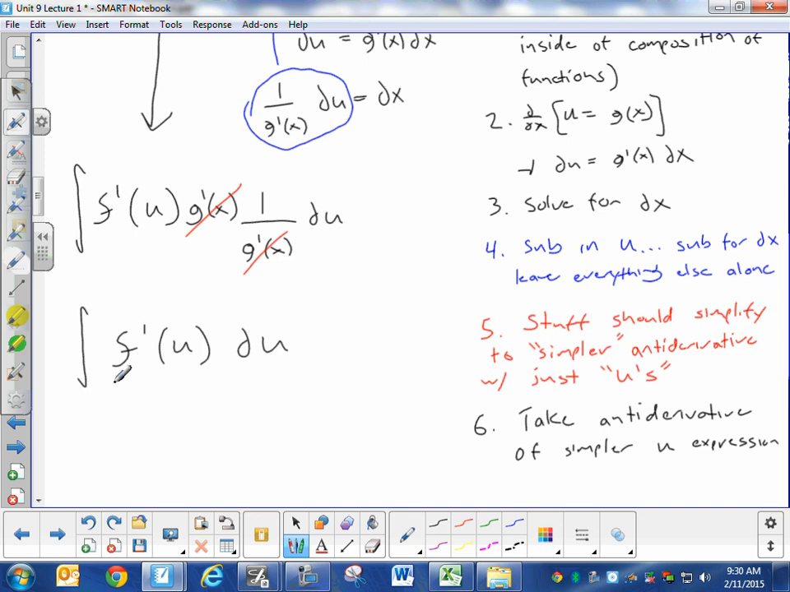So what's the antiderivative of f prime? F. This turns into f of u plus c. Du goes away, of course, because this is the antiderivative of f prime with respect to u.